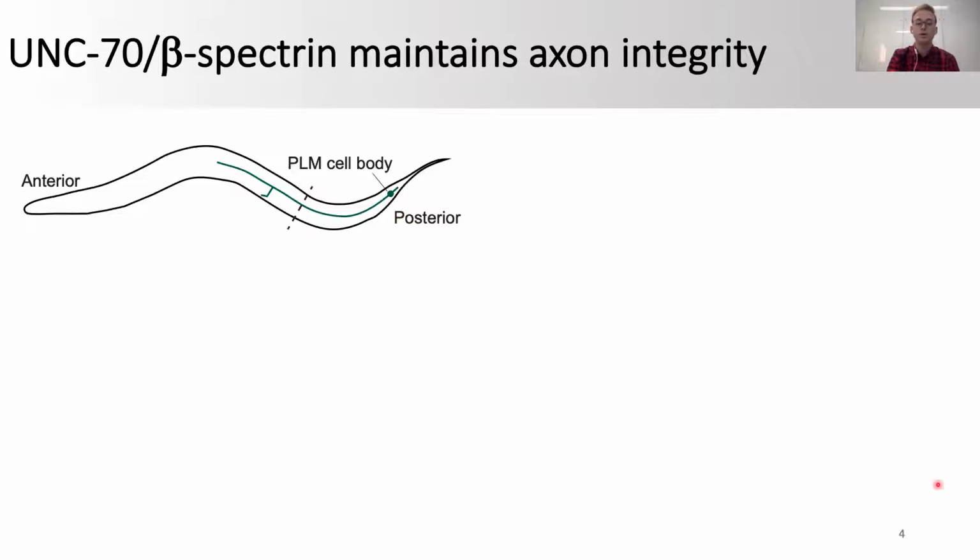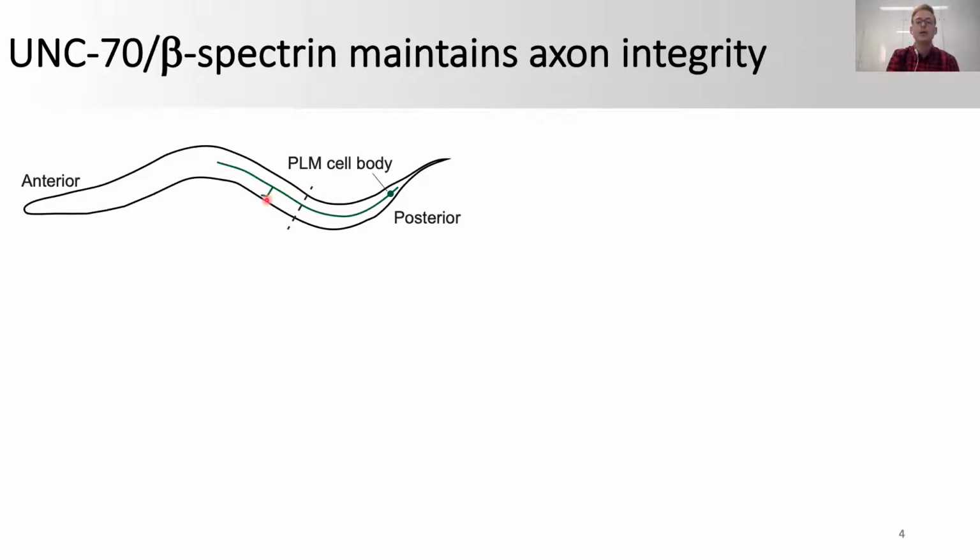So all the work that I'm going to be discussing today is focusing on these so-called posterior lateral mechanosensory neurons, or PLM, which are a pair of bilateral sensory neurons that mediate the animal's response to gentle touch, in particular in the posterior half of the worm. The cell body of PLM is in the tail of the animal. It has this short posterior process and a long axon that extends into the midbody of the animal with this short ventral branch where it has synapses onto downstream neurons.